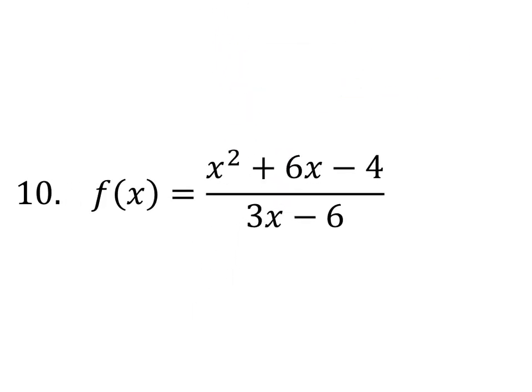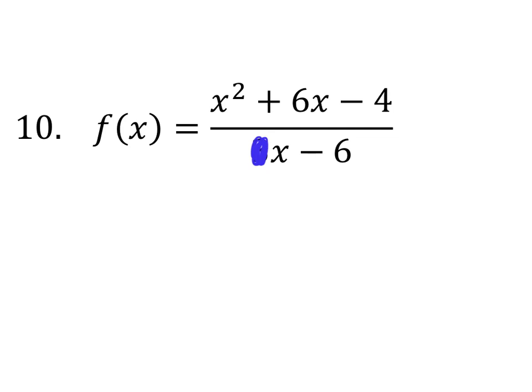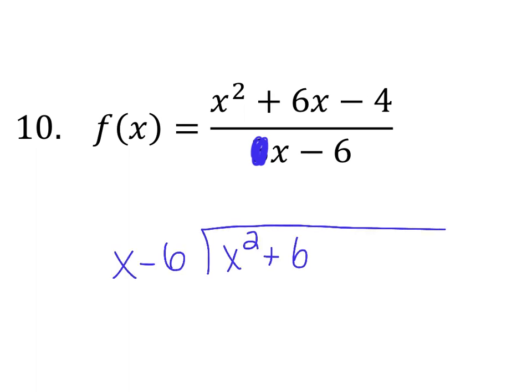All right, the last one. This is kind of gnarly, so we're going to change it. Let's just change it to x minus 6. So when I see slant asymptote, I think my favorite thing to do is long division. Good. So I have x minus 6 outside, and then I have x squared plus 6x minus 4 on the inside. Check to see if you have gaps. X squared, then x, then nothing. We're good? Okay.